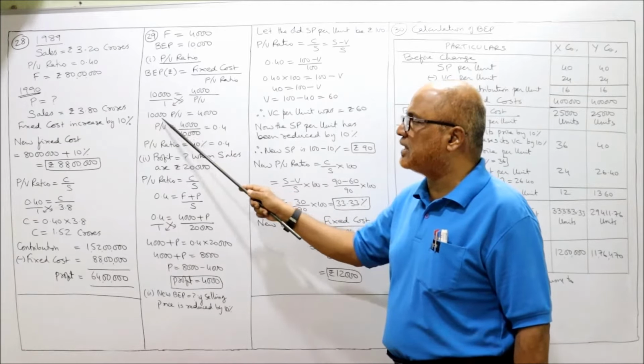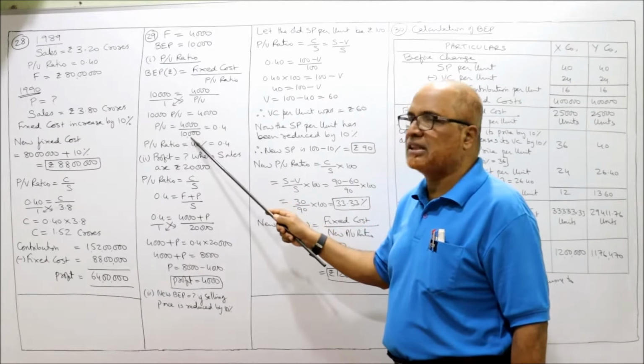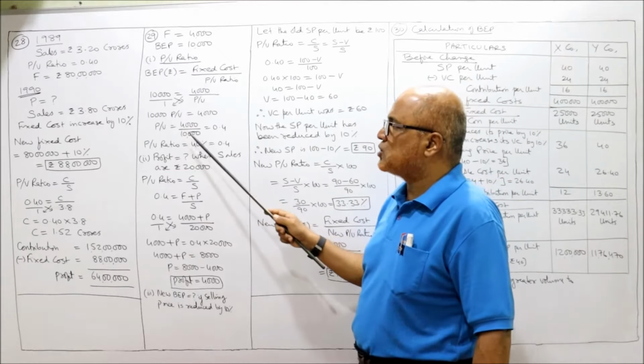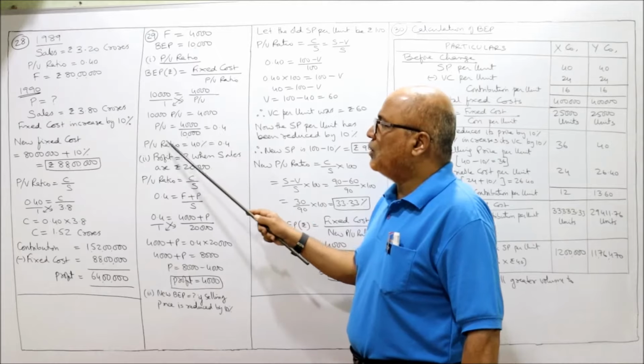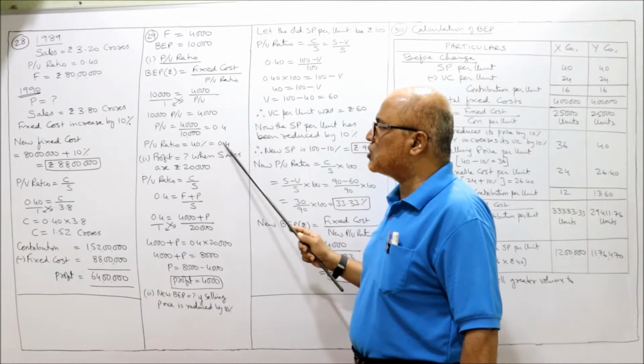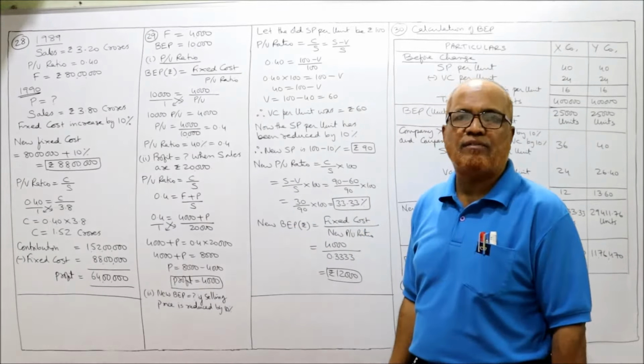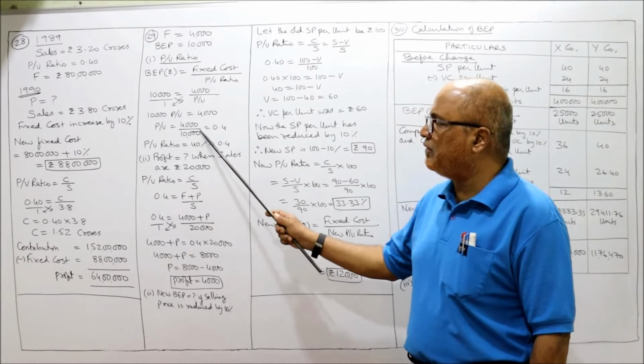PV is equal to 4,000 divided by 10,000. Here it is multiplication, so it will become division. So 4,000 by 10,000 is 0.4. So the PV ratio is 40% or 0.4. One answer we have completed. We have calculated the PV ratio.